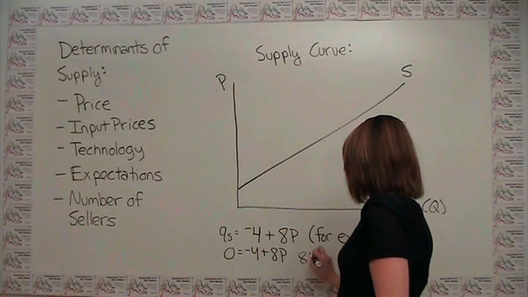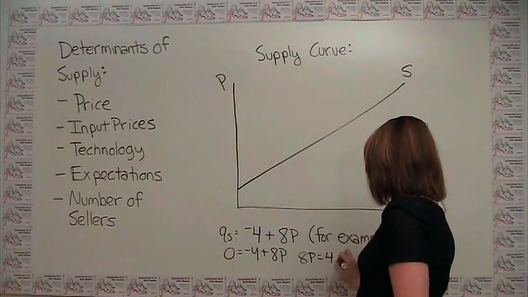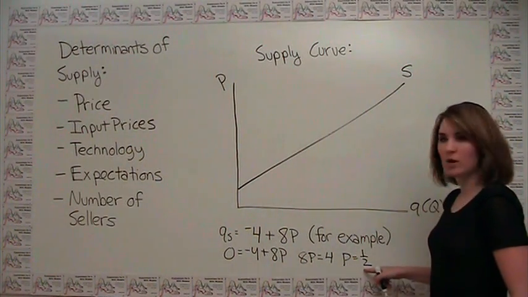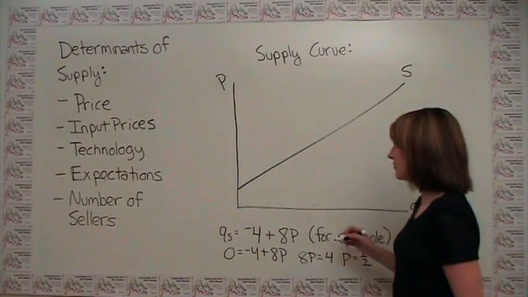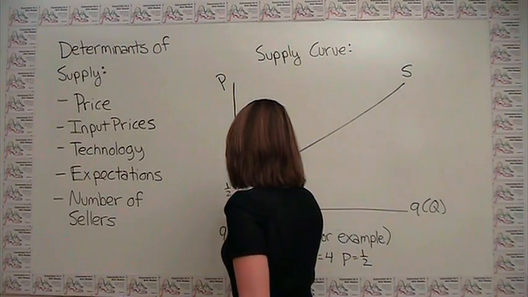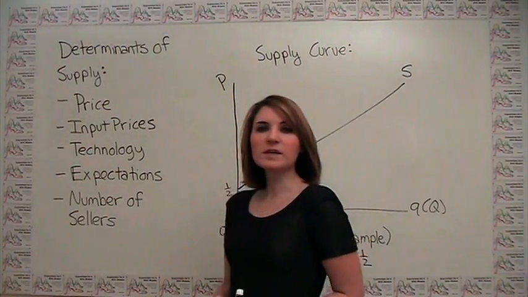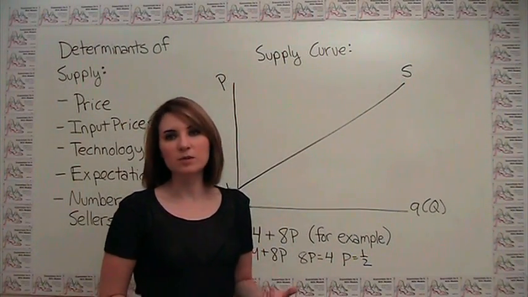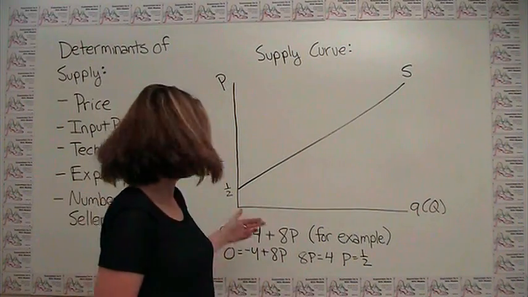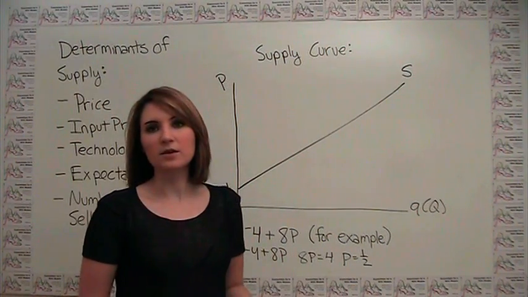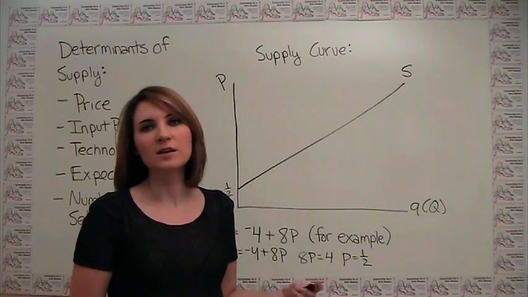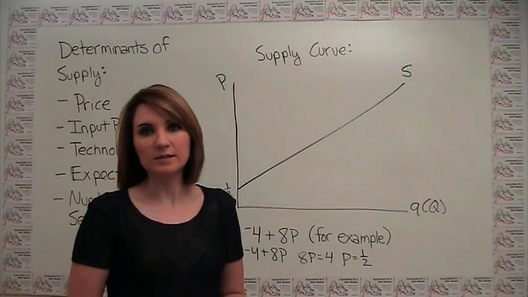we can see here that our price intercept is 1/2. What this means is that 1/2 is the minimum price required to get any firms to produce at all. At a price below that amount, we're just getting a quantity supplied of 0, or thinking more intuitively, no firms are entering that particular business.